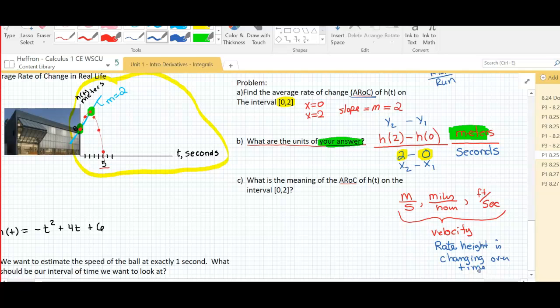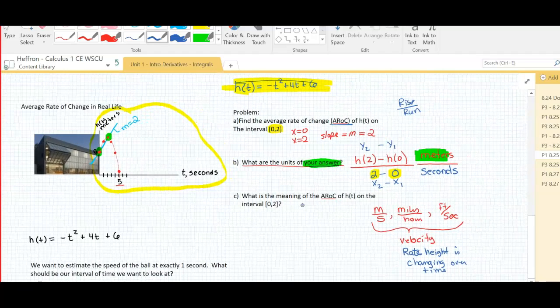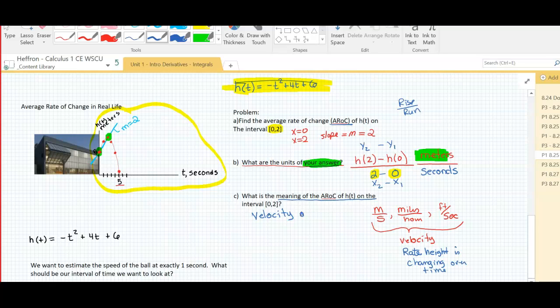Okay? And so the answer to that third question, the one in part C, what is the meaning of the AROC of height on the interval from 0 to 2? Well, it's just the velocity of the ball.